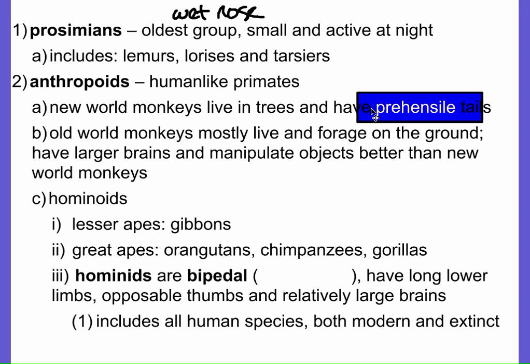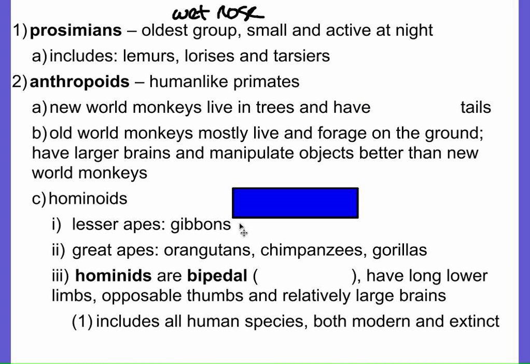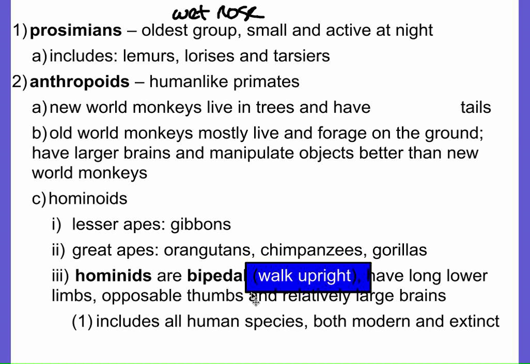Hominids are specific. They are bipedal primates, meaning that they walk upright, that they walk on 2 feet. They should have long lower limbs compared to their arms. They have long legs, they have opposable thumbs, and they have relatively large brains. Hominids include us, obviously, again, humans, but it also includes other species that we also consider human, but they are extinct now. And that's what we're going to talk about in the next video.